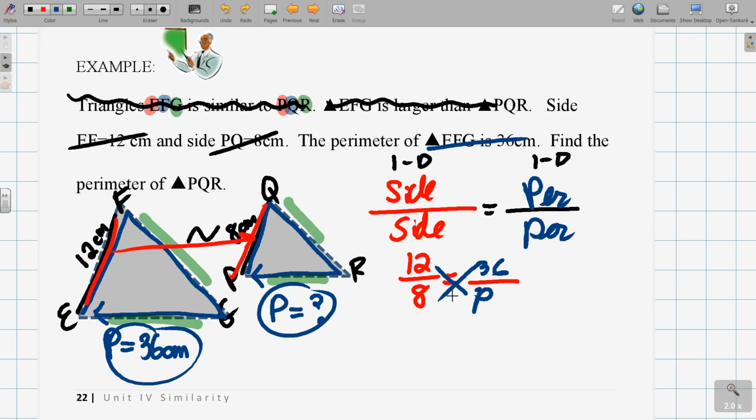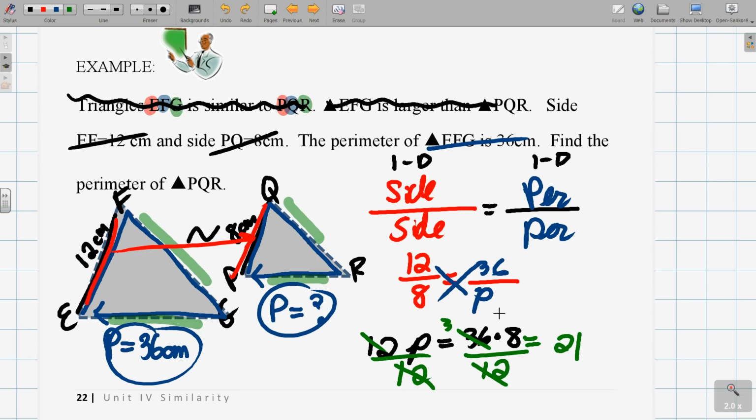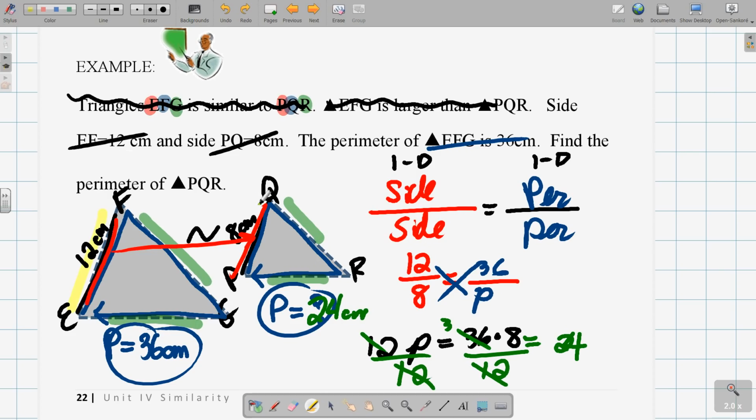Let's cross multiply. I'm going to factor this out. Bring this 12 over. I know the 12 goes into 36 3 times. 3 times 8, 24. So my perimeter is going to be 24. I could see that 12 to 8, 4 goes in there 3 times, 4 goes in there 2 times. 36 to 24, 12 goes in there 3 times, 12 goes in there 2 times. Check, I see my side ratios. My perimeter that I was looking for here is 24.